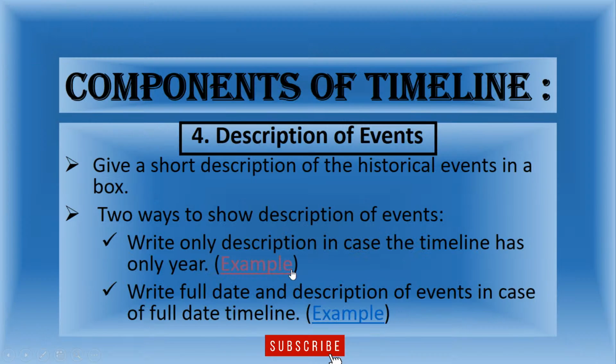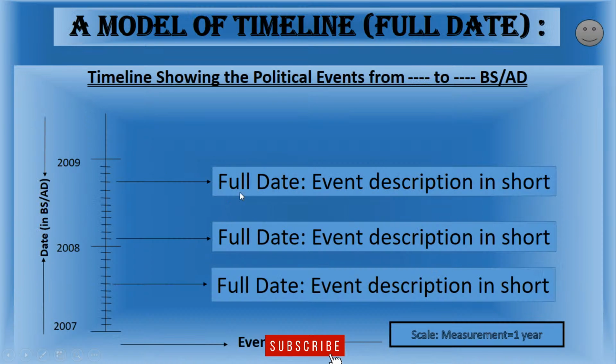But in case of a full date timeline, write the full date and the description of events. If there is a full date timeline, what we have to do is include both the full date as well as the event description. Look here. So this is a full date timeline. In a full date timeline, first you write the full date, after that you write the description. This is the case.